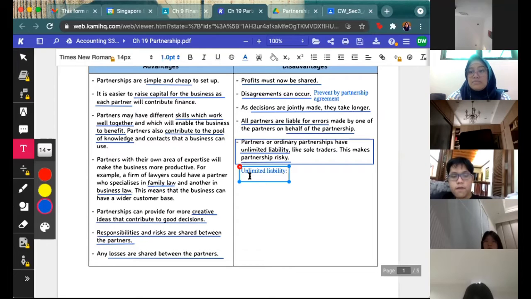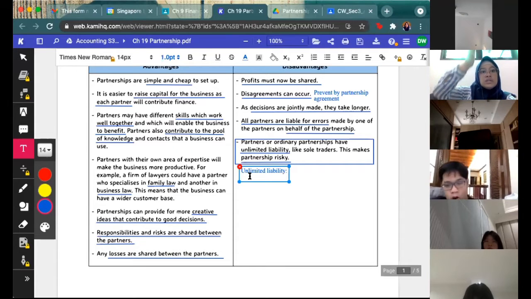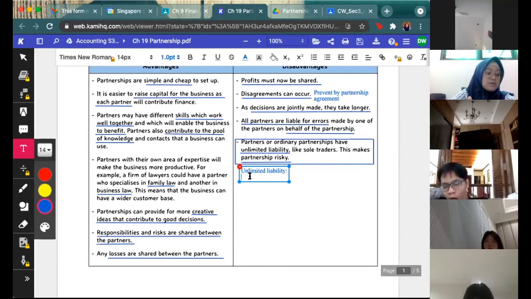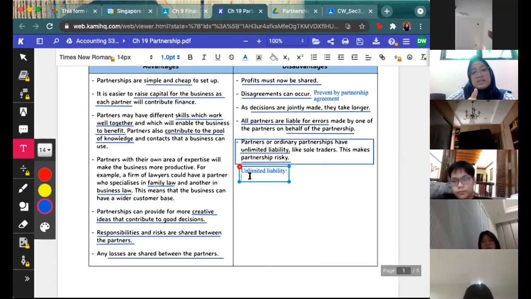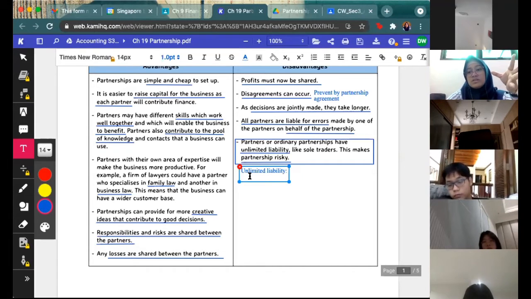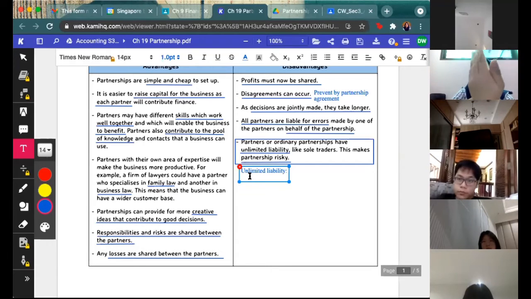So unlimited means there is no gap. There is no, what is it called? Like a gate. So if there is a liability in the partners, it is also liabilities to the owners. So there's no gate to separate them. Yeah, the liabilities are also the owner's liability.